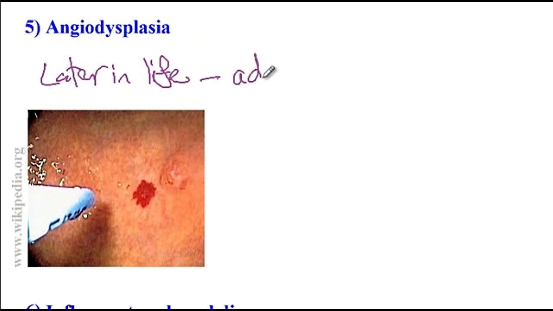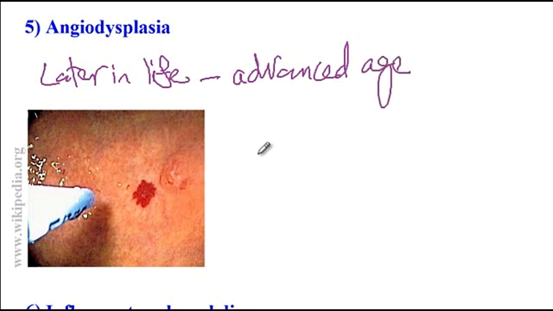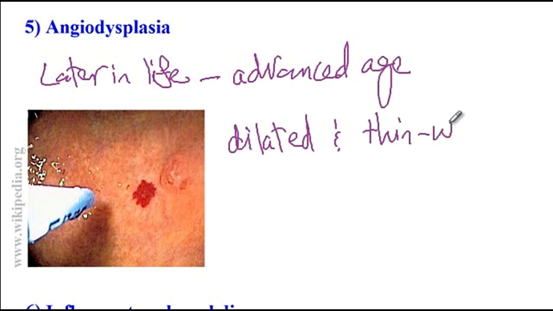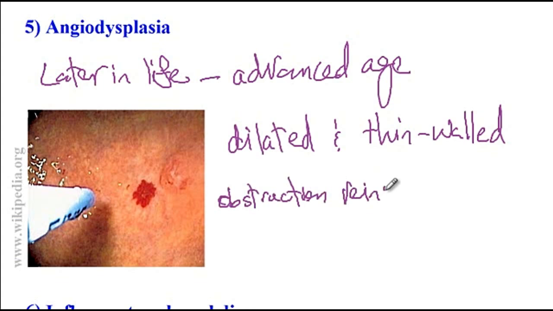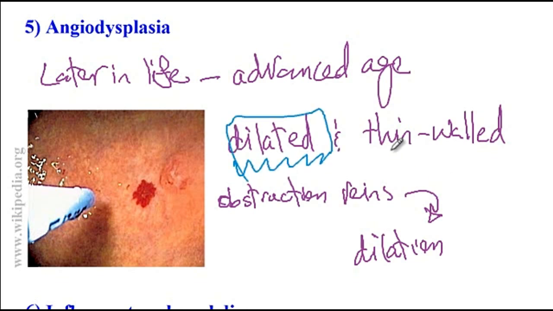and a risk factor actually is advanced age. And so the presentation of angiodysplasia is dilated and thin-walled vessels that are only lined by the endothelium. So while the exact pathogenesis of angiodysplasia is not known, it's thought that low-grade obstruction of the submucosal veins over years will result in the dilation of the draining areas. And so that's why angiodysplasia presents with dilated and thin-walled vessels.